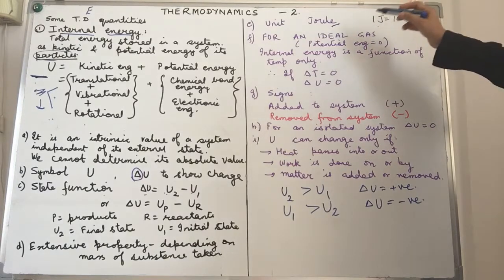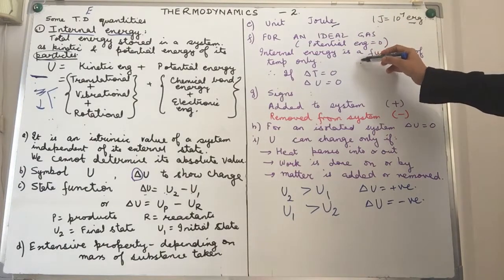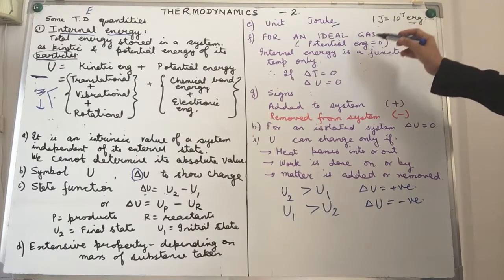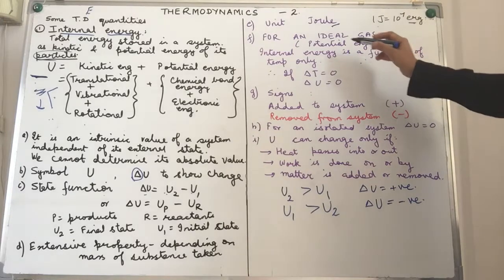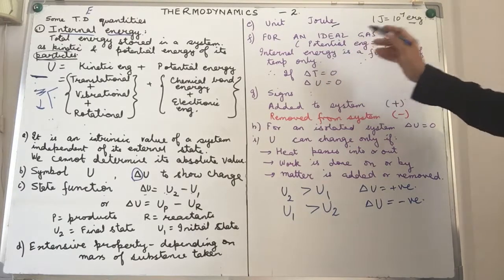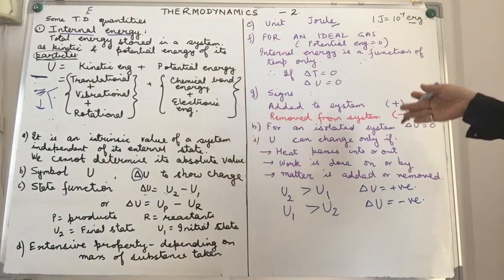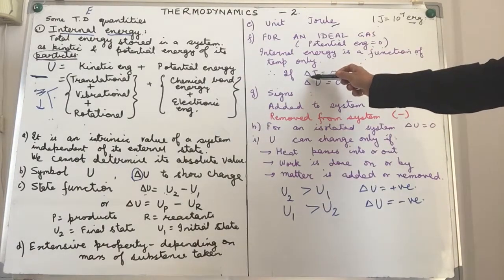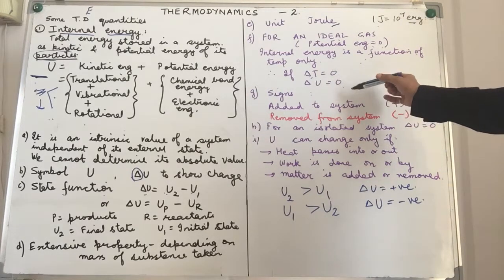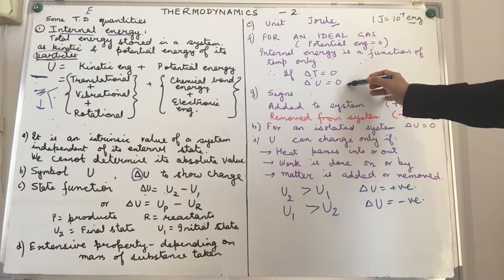Coming back to an ideal gas, where the potential energy is 0 because there is no interaction between the particles, internal energy depends only on the temperature. When we say it is a function of temperature only, meaning it is dependent on the temperature. So if there is no change in temperature, the change in internal energy will also be 0.